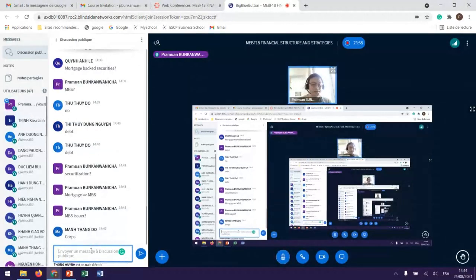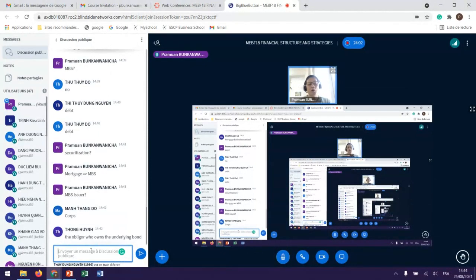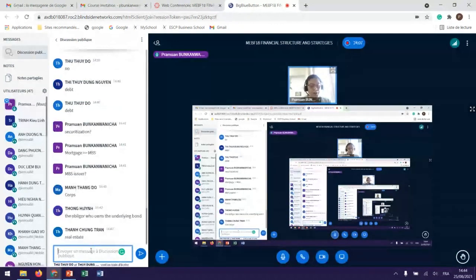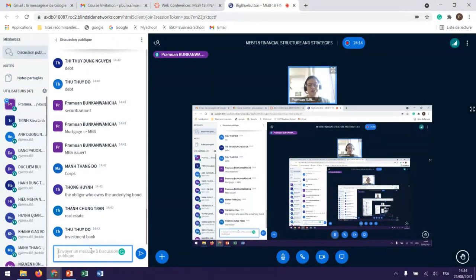Is it a corporation? Who actually owns the mortgage? The obligor who owns the underlying bond. Real estate? Yes? No? Almost. Who issued the MBS? Investment bank? No, it's not the investment bank. Who owns the mortgage in general? So let's talk about the MBS. Who owns the mortgage at first? Who owns the mortgage?